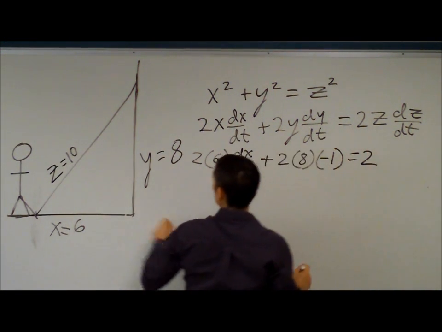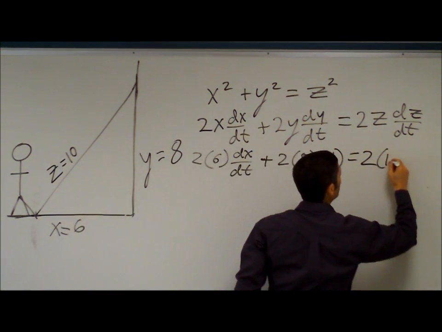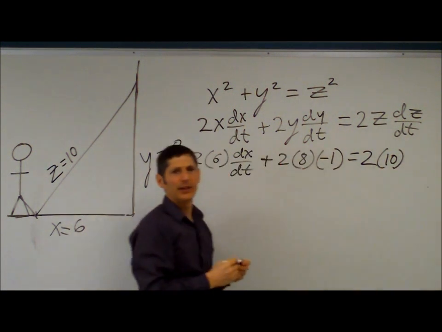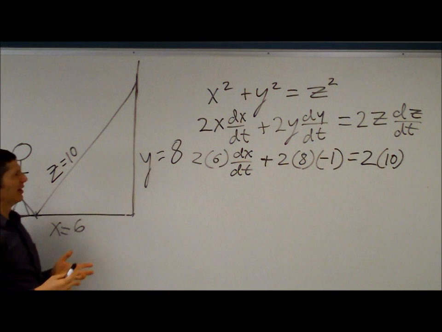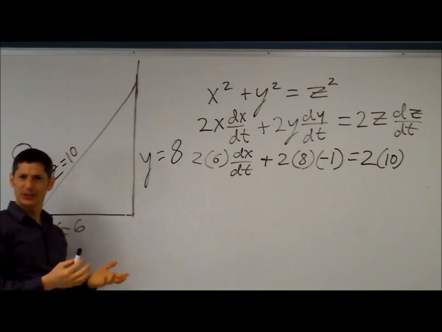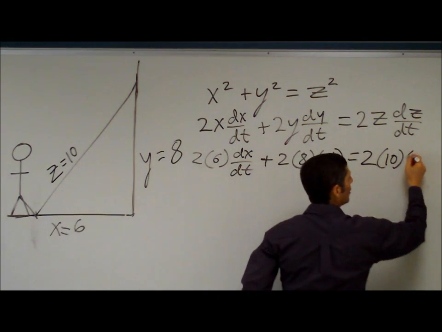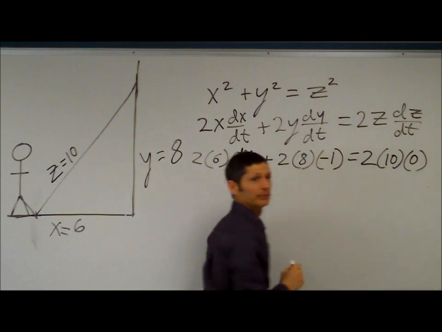Equals 2z, I know is 10. dz dt is how fast the length of my ladder is changing. I don't think the length of my ladder is changing. I don't think so either. So I'm going to call that 0.